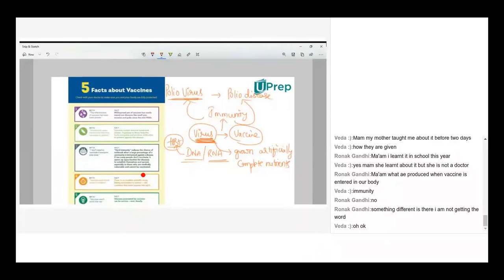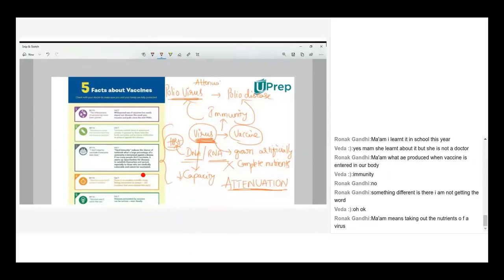Now because of the insufficient nutrients, the virus will lose its capacity to reproduce. Its capacity to reproduce gets diminished. This kind of process is called attenuation. Get the word attenuation. The weakened virus is in general called attenuated. So the polio vaccine is an attenuated vaccine. You got the point?